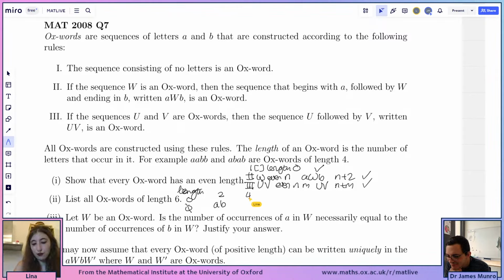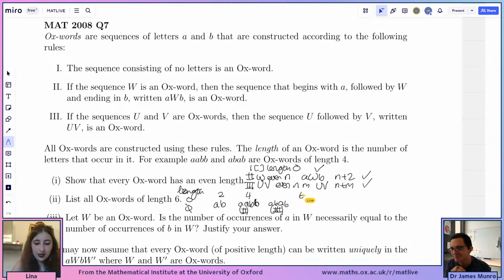So now of length 4, we can use rule 2 and rule 3 to get the Ox words of length 4. So let's use rule 2 first on our Ox word of length 2. So we're just going to get A, B, A, B. That gives us our Ox word, and we did that using rule 2. And then we can also get AB, AB using rule 3 by just using the first Ox word twice.